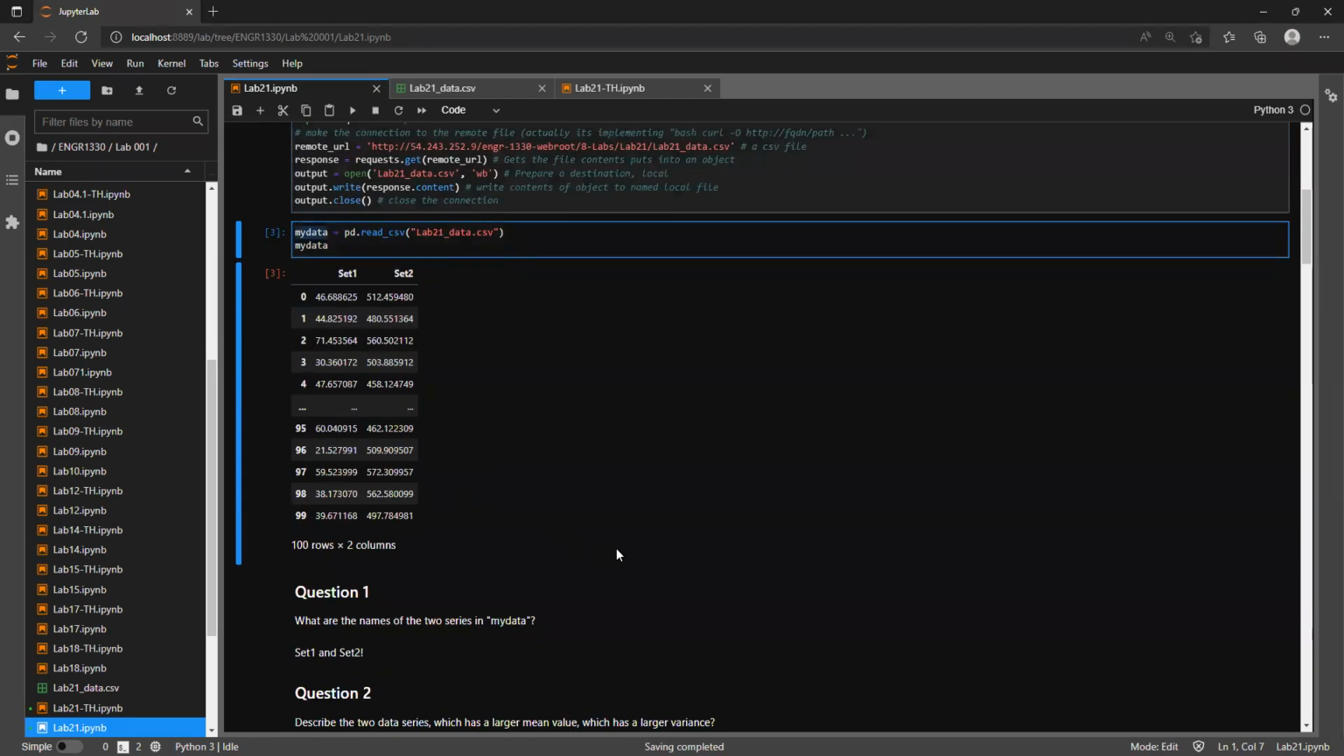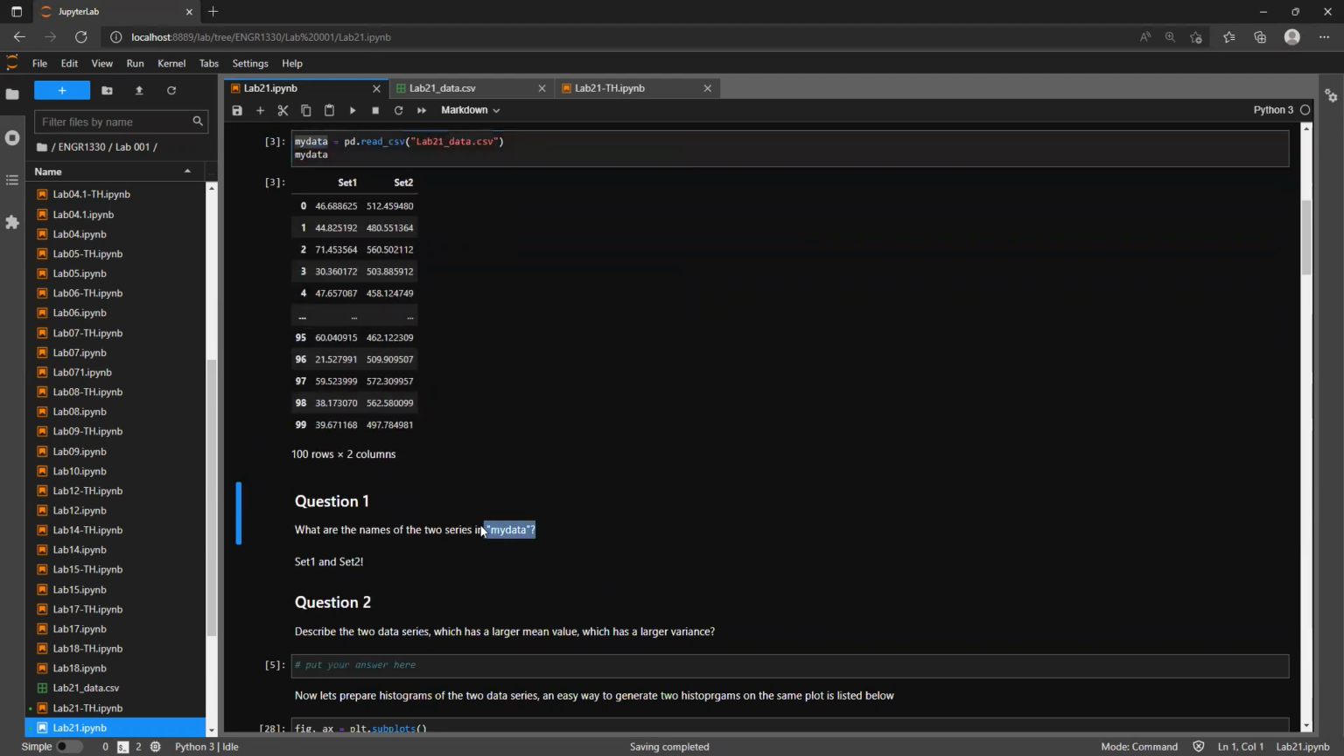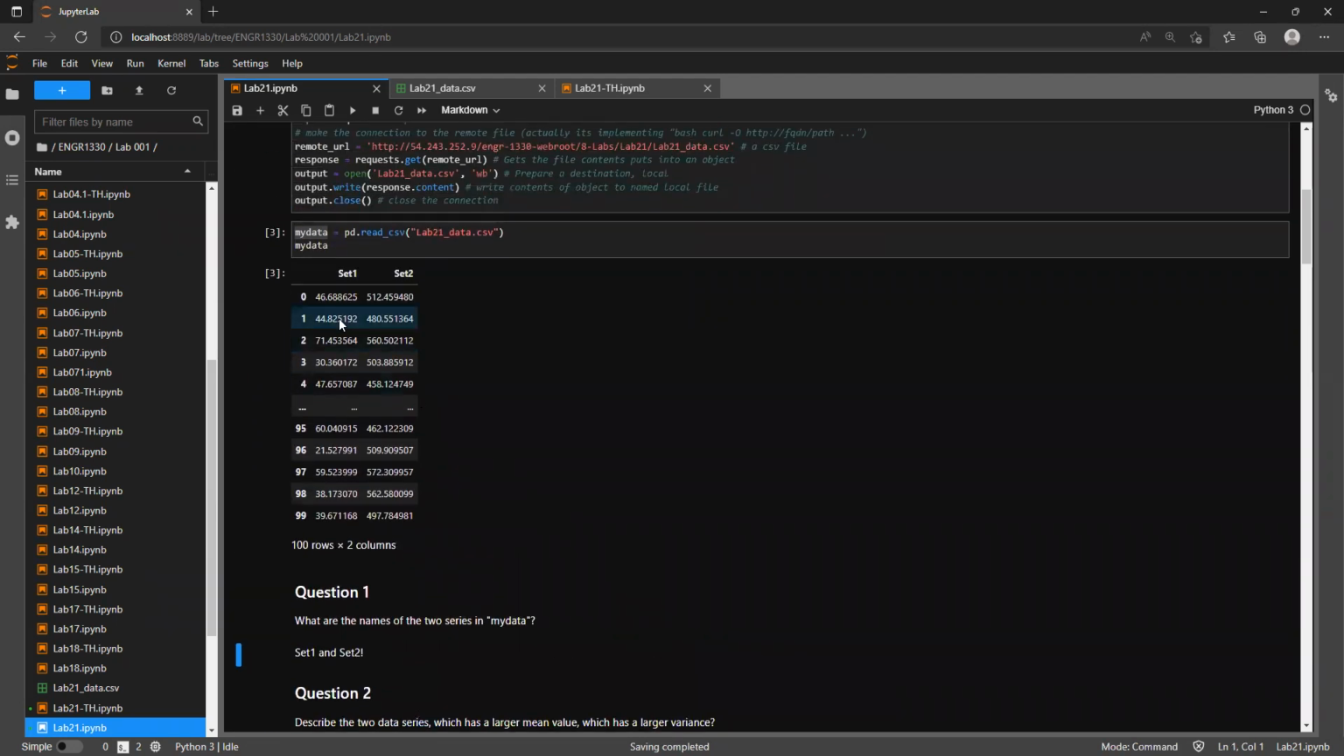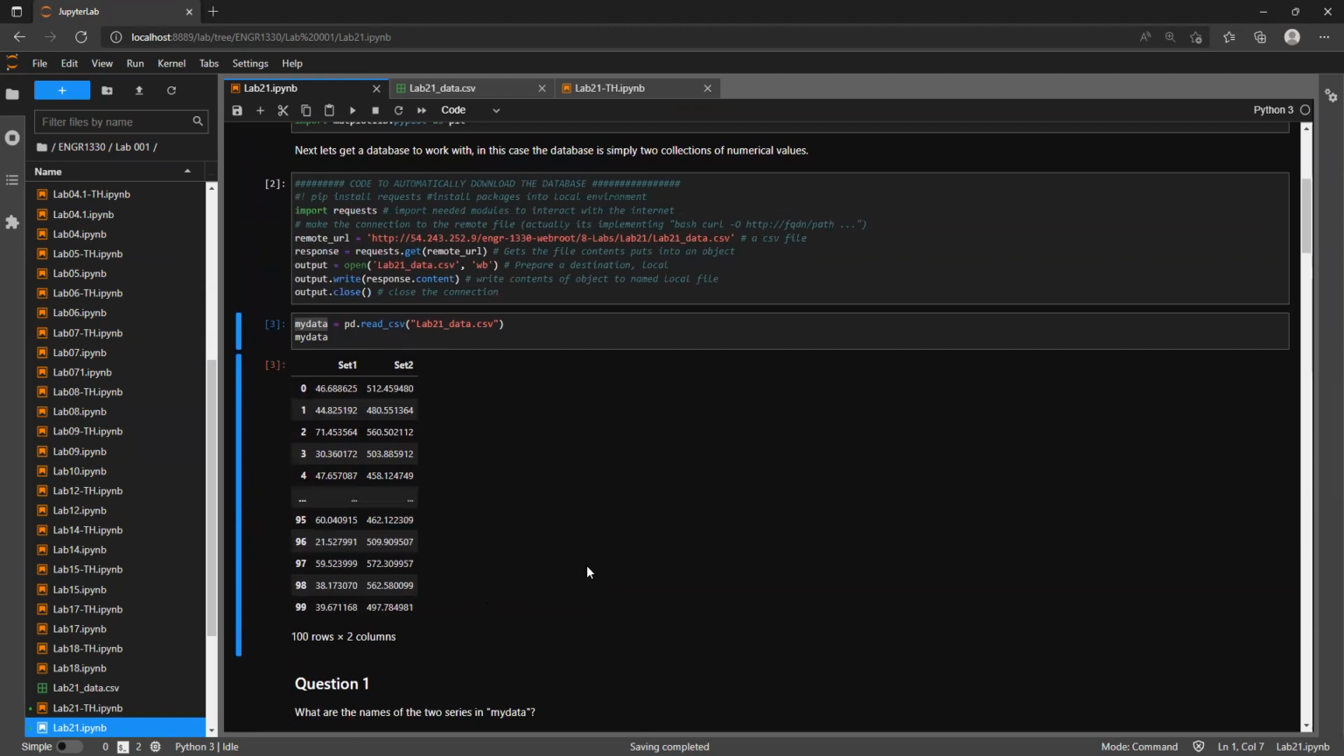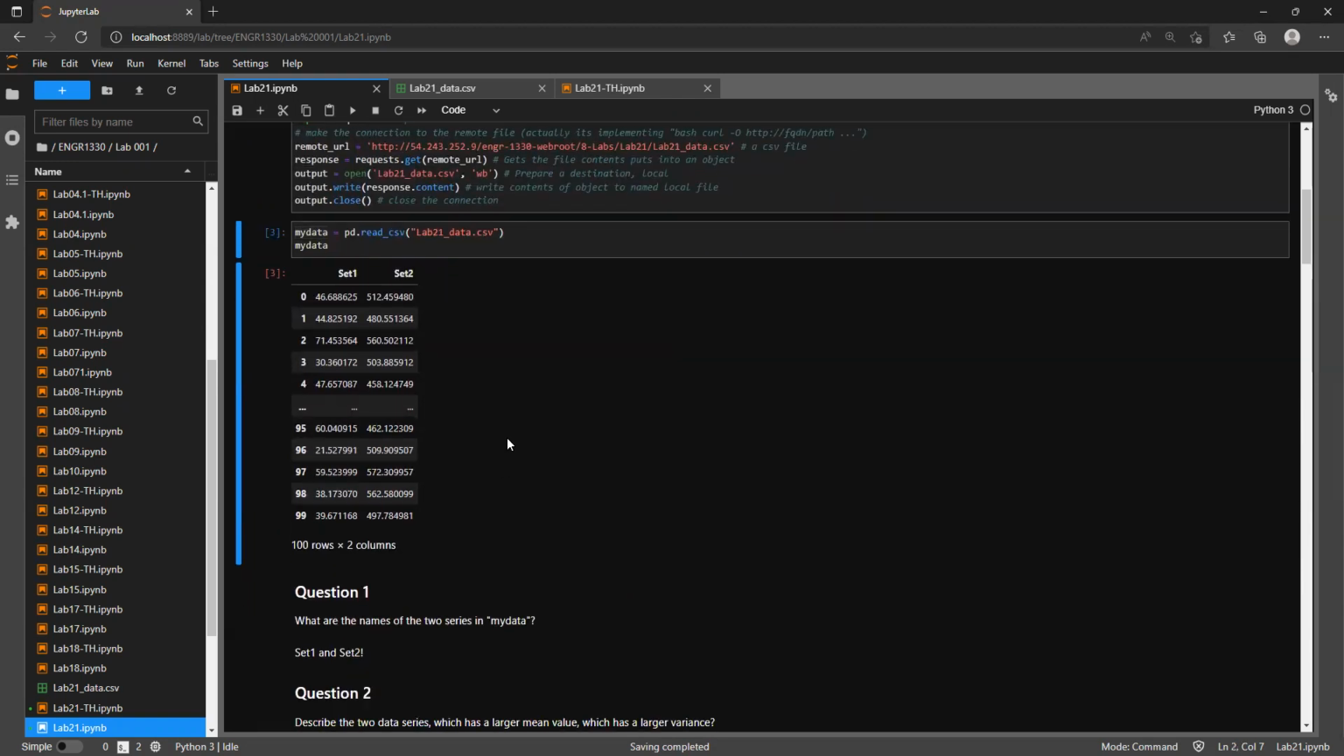All right, so question one. What are the names of the two series in the data frame? Well, you can see right here. These are the names of the columns. And remember that in a data frame, the columns are of type series. Data frame is its own type. So how would we be able to check this? Pretty simple.